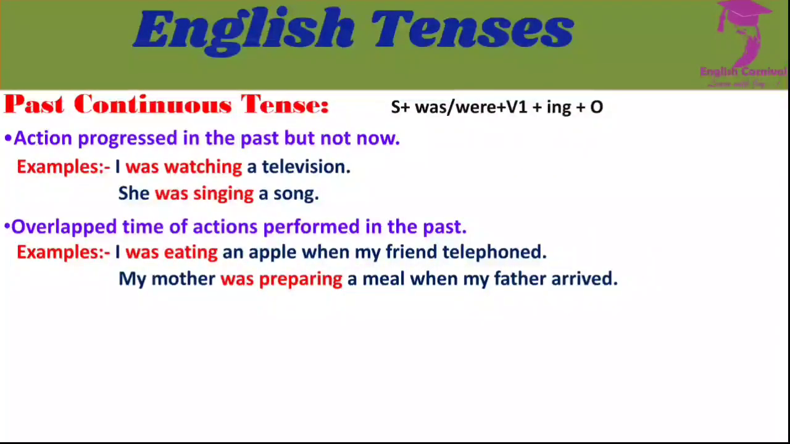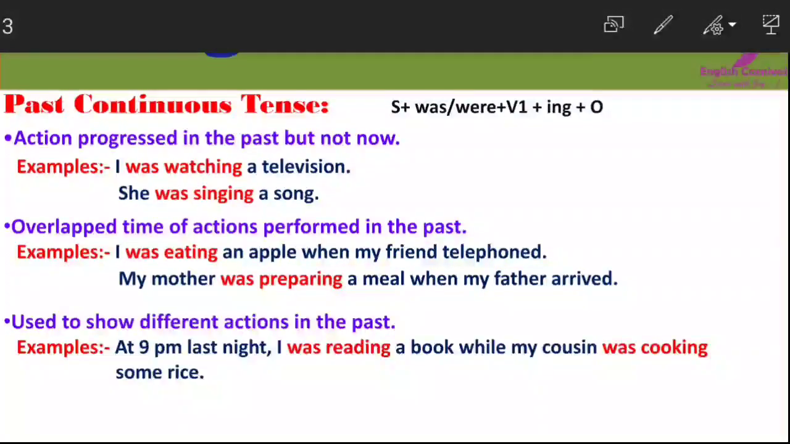Friends, the third situation we have is used to show different actions in the past. It means it is also used to point out different actions which took place at the same time in the past. We have the example, at 9 p.m. last night I was reading a book while my cousin was cooking some rice. So with the help of these three typical situations, we can rightly understand the function of past continuous tense.